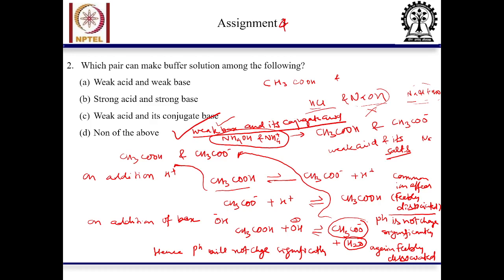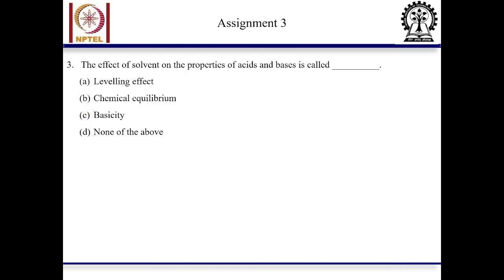So basically the buffer solutions are a weak acid and its conjugate base, or we can say a weak acid and its salt, and a weak base and its salt. So ammonium hydroxide and ammonium chloride will be a buffer solution. If a question is given somewhere in the examination, you can easily find out, or remember that a weak acid and its conjugate base, or a weak base and its conjugate acid, can act as a buffer, right? So the answer is option C. Correct?